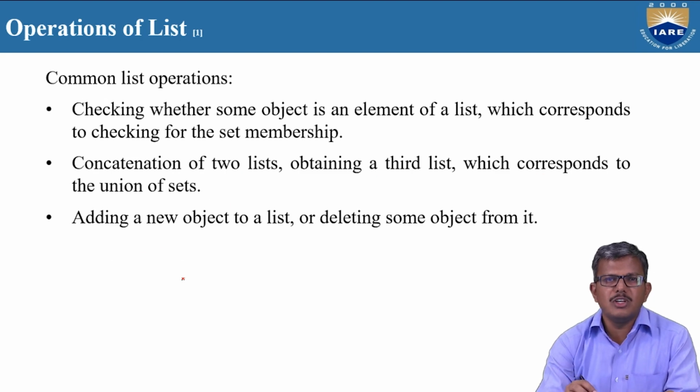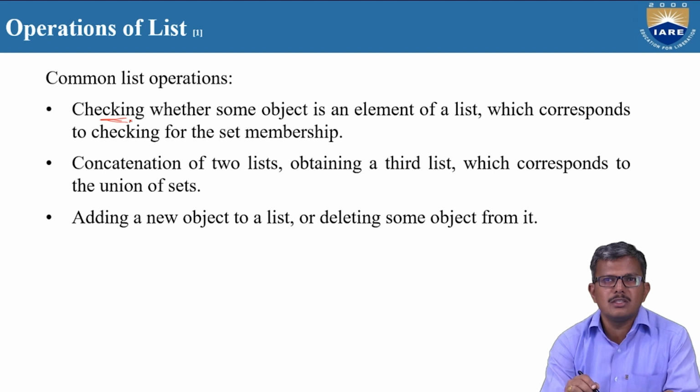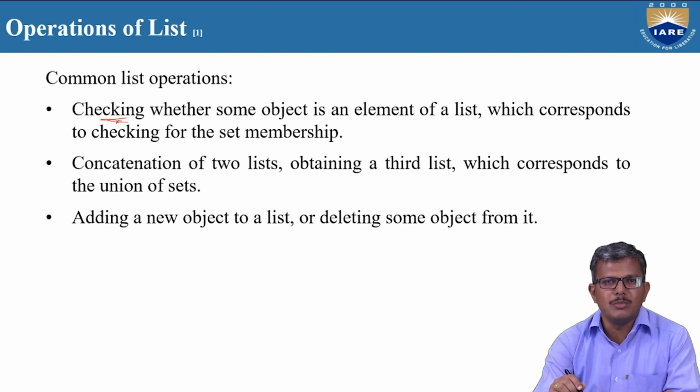We will try to see some of the operations that we can perform on the list. The first most common operations we will see, one or two, and later on in the next session we will cover other operations. The first operation we are going to learn here is checking whether some object is an element of a list, which corresponds to checking for set membership. Checking is nothing but some kind of search process. What is that search process? We are going to determine whether a particular item is a member of that particular list or not.